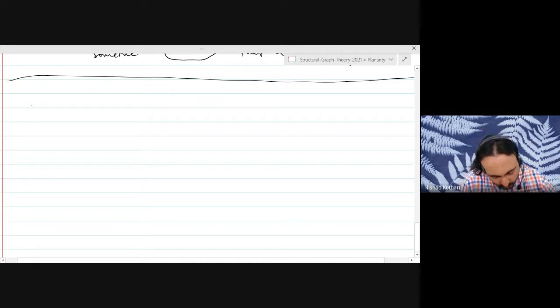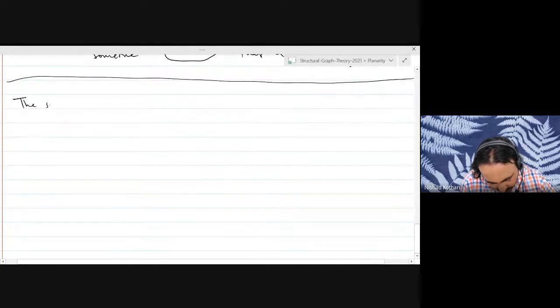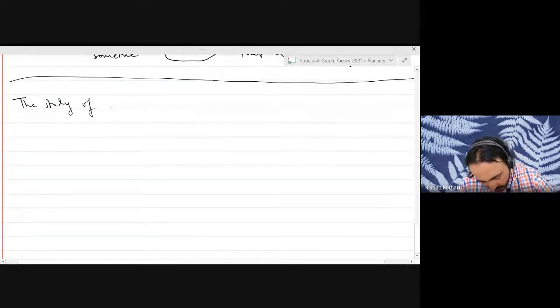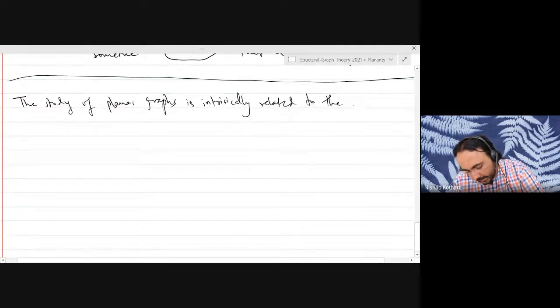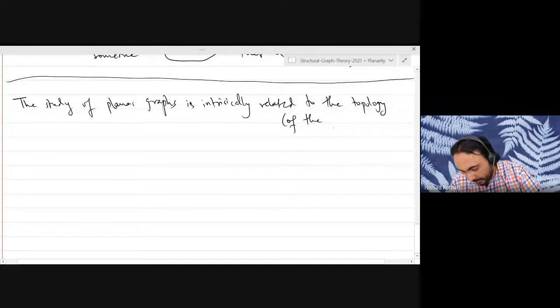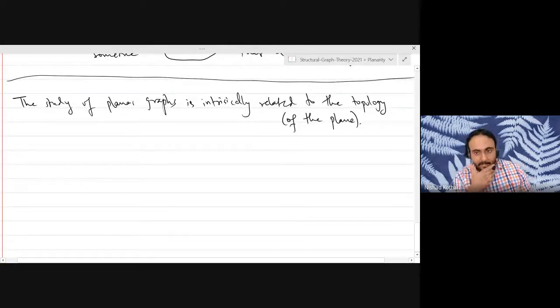Okay. So the study of planar graphs is intrinsically related to the topology of the plane. Some of you may have taken a course in topology, but the vast majority of you, and myself included, have probably never taken a course on topology. Anyone who's taken a course on topology? Krishnan. Anyone else?